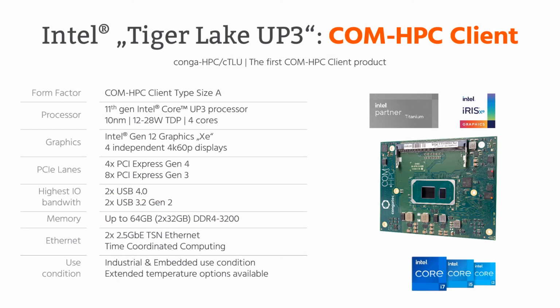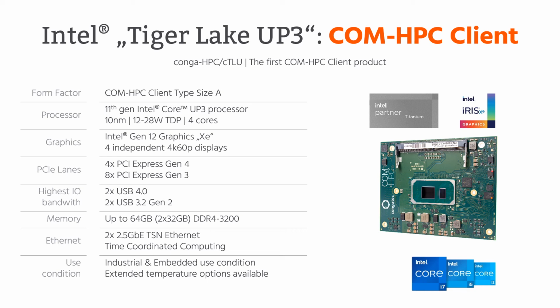Congatec already introduced its first COM-HPC client module. This is a size A module, which means it's the smallest of the COM-HPC sizes with 95 by 120 millimeters. It's featuring the 11th generation Intel Core UP3 processors. Those are the single chip processors with a low power envelope, 10 nanometer structure with great integrated graphics. It can feature all 4 video channels from COM-HPC. And it's the first processor in this range to support PCI Express Gen 4 lanes.